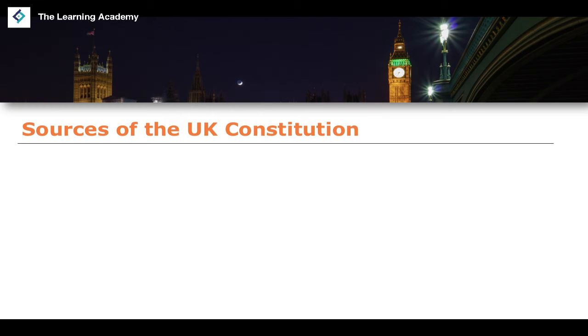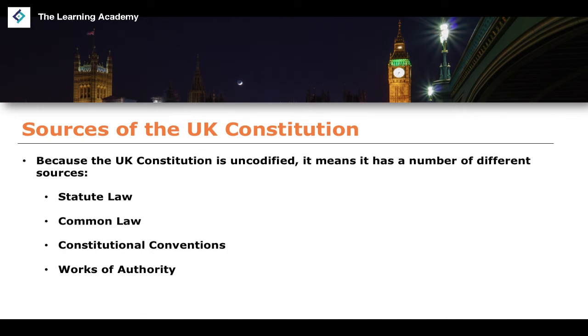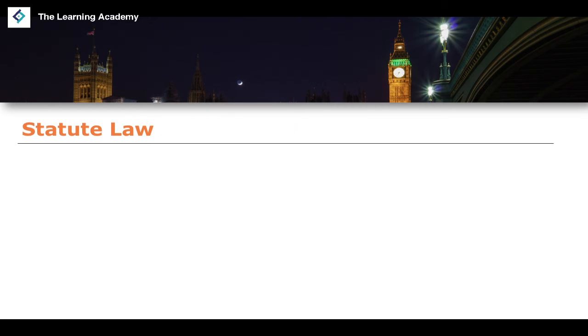And so we have these general principles of the UK Constitution, and we understand the nature of the UK Constitution, but what are the sources of the UK Constitution? Well, because it's uncodified, because it's not written down in a single document, the UK Constitution has a number of different sources. The first being statute law, the second being the common law, the third being constitutional conventions, and the fourth being works of authority. We could previously have included in this list also law of the European Union, but this is obviously not the case anymore because we've left the European Union.